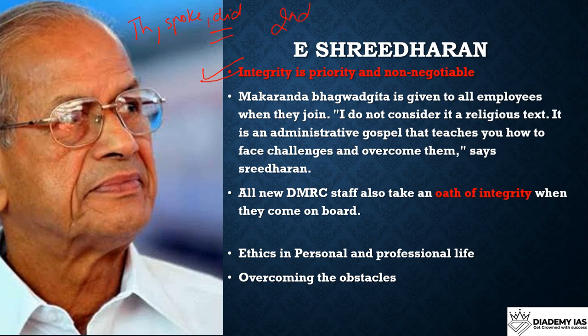Basically the Second ARC also says that integrity is putting social service or public interest as the highest priority. And that we can see from his work only. One of the things that he did for that was, for him the Bhagavad Gita, he gave it to all employees when they join. So for him it was an administrative gospel: focus on work and don't worry about the fruits. Why did he do that? Because he wanted to tell them how to face challenges and overcome them.